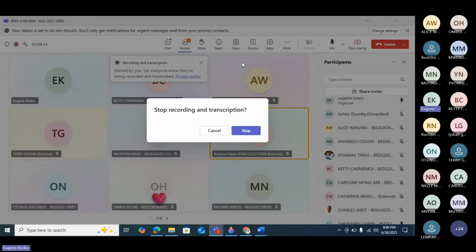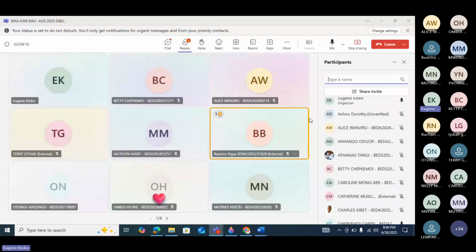Na class ya Measure Theory. Tomorrow, Measure Theory, we are meeting.